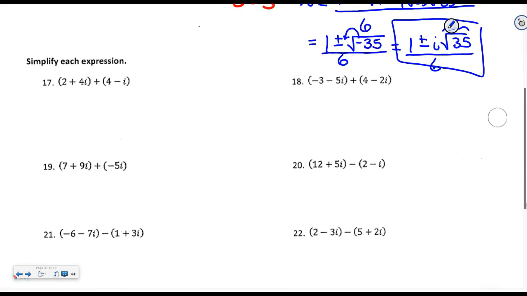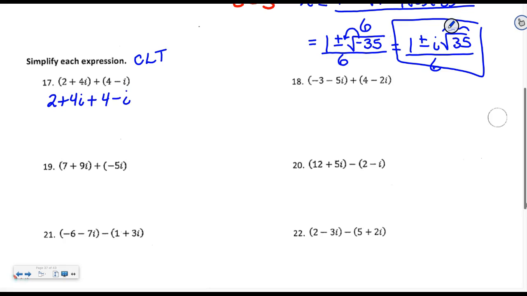Next up, these are all addition and subtraction, so we combine like terms. 5i plus 4i is 9i. So let's go take a look. I like to take the parentheses off, and when it's addition, they can just come off like that.